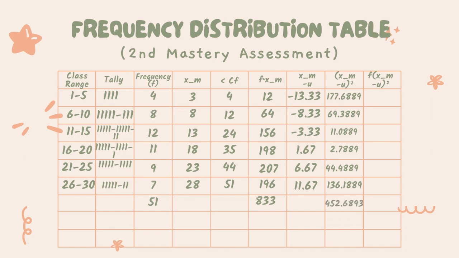And by summing all our gathered x sub m minus mean squared, we will get the sum of 452.6889.